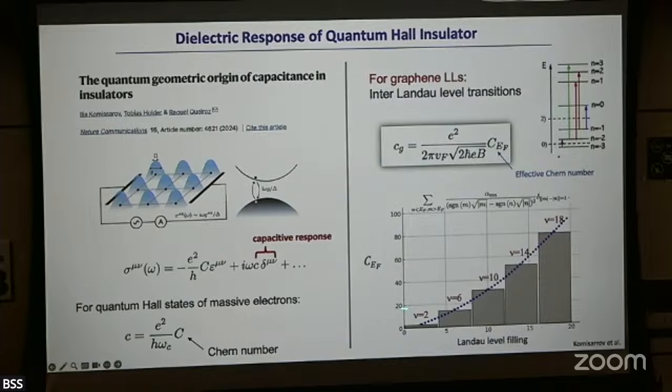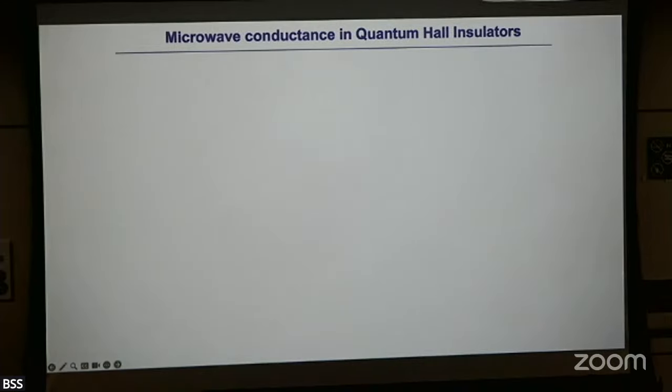So can we actually measure at least this dielectric response in the quantum Hall insulator system that we can measure in graphene, and can we measure those effective Chern numbers? That's the experimental procedure. Now, when we get into the quantum Hall system and try to measure this AC response, of course, this has a long history over time.